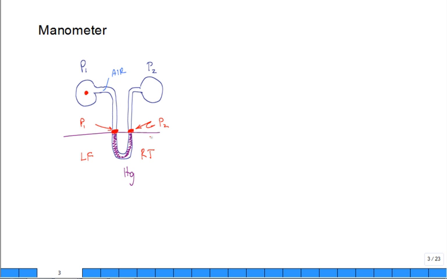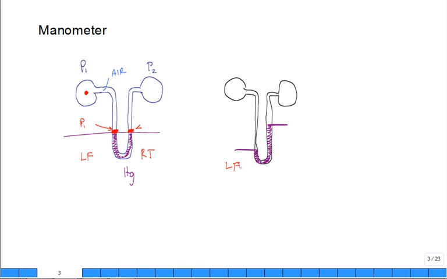True? So I then change up the problem. Let me redraw the problem. I'll try and redraw it quickly. So let's kind of go like this. And I have the mercury now in there, and the mercury level is on one side lower than on the other side. So the mercury level on the left is lower than on the right.